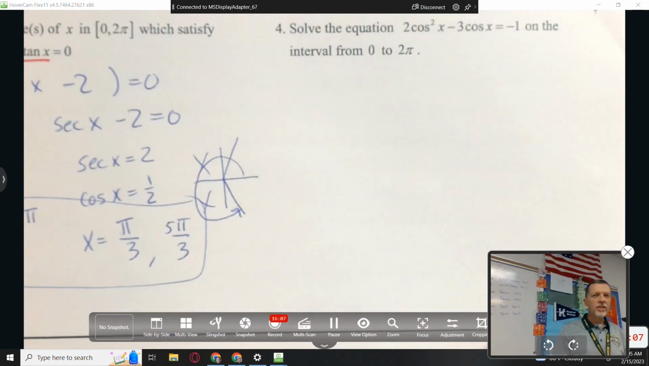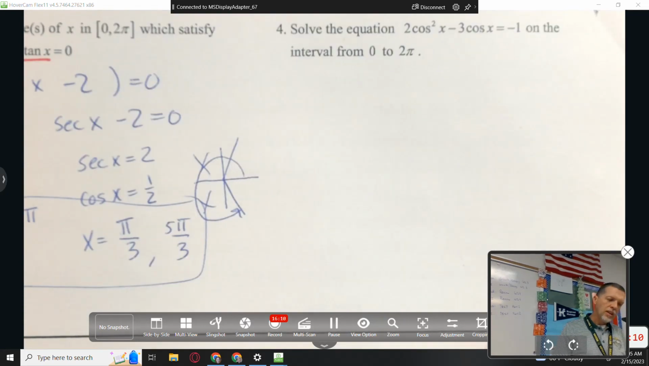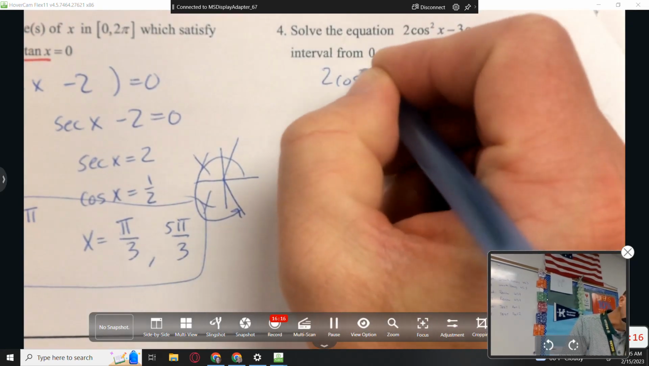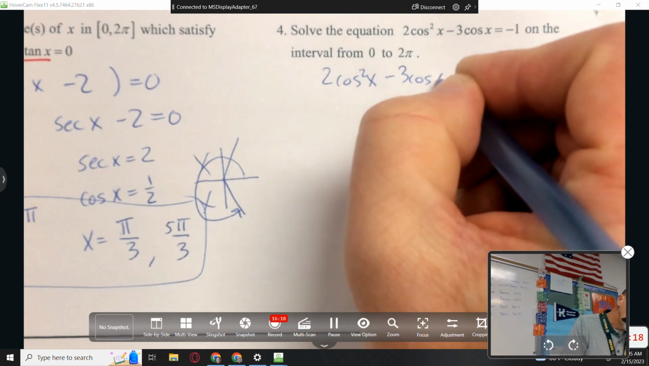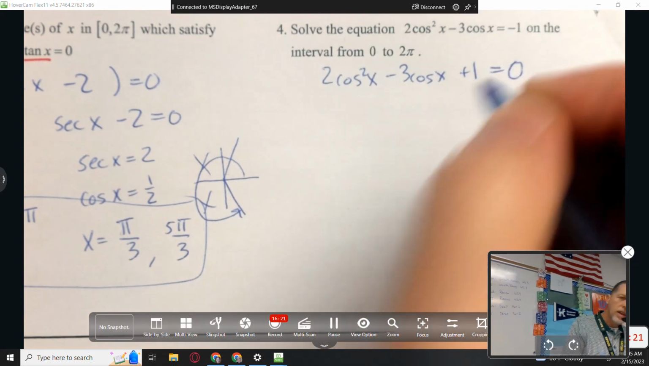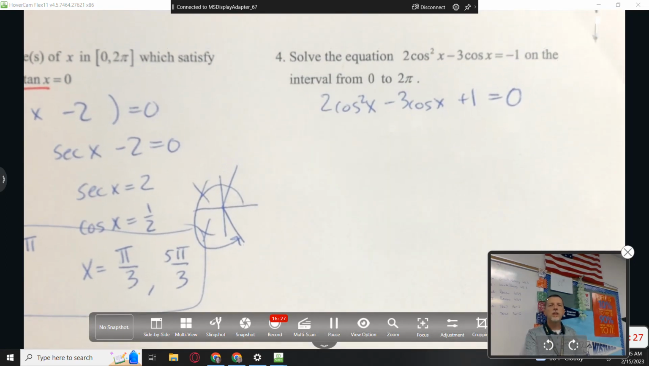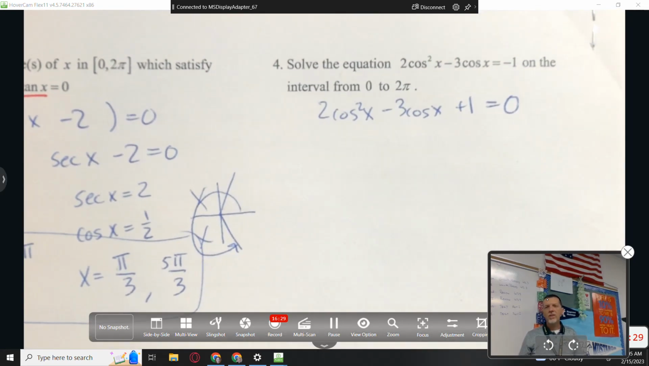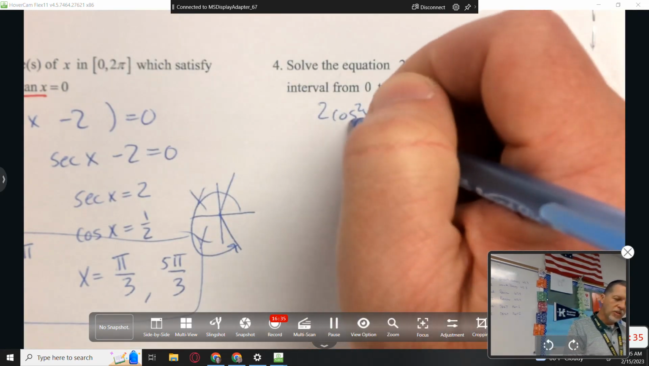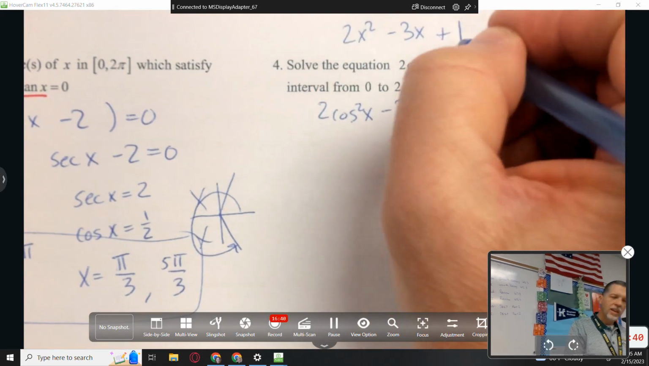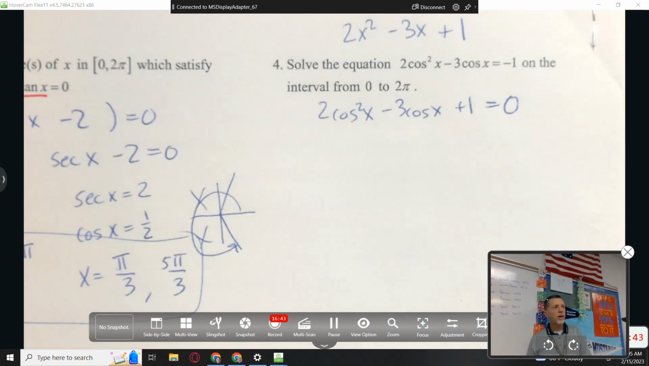All right, number 4 is a little different. We haven't done one like this before. It's got all cosines. Let's move the 1 over. Okay, so I want to factor that. That looks a little bit like the first term is squared and the second term is not squared. So it looks a little bit like 2 times the first term squared minus 3 times the term plus 1.